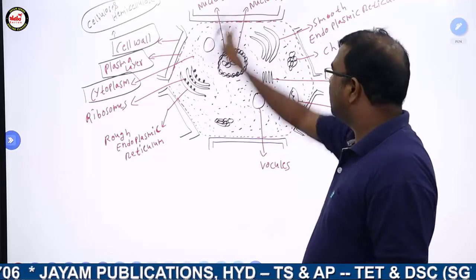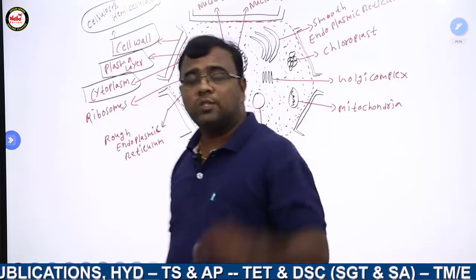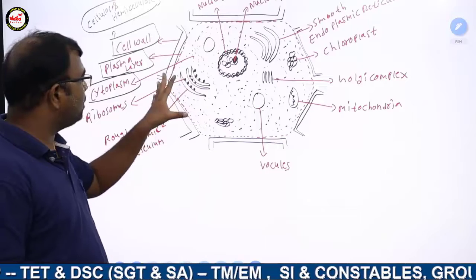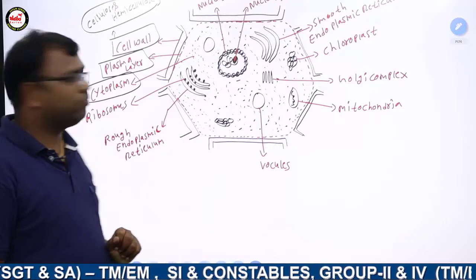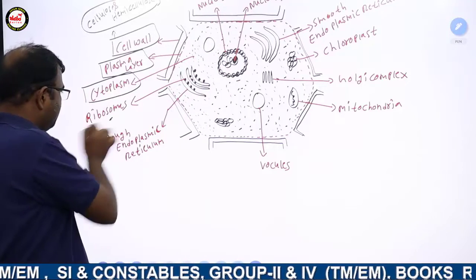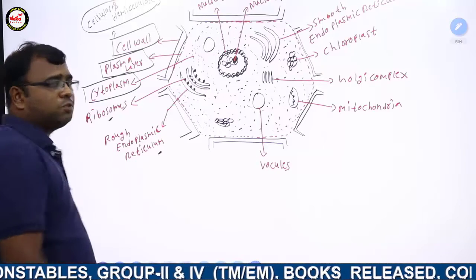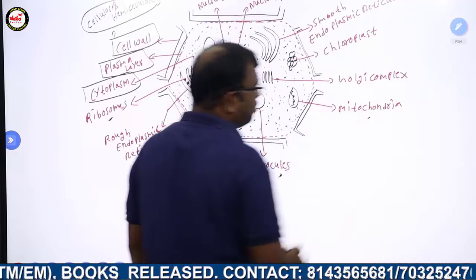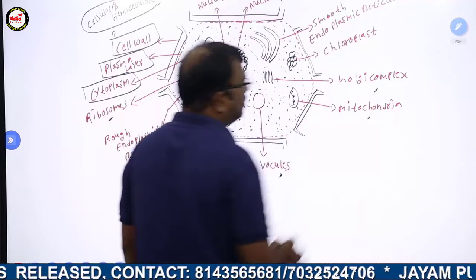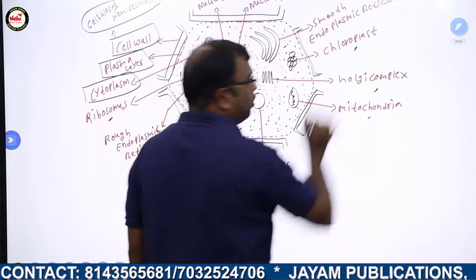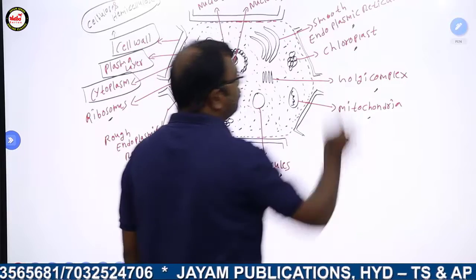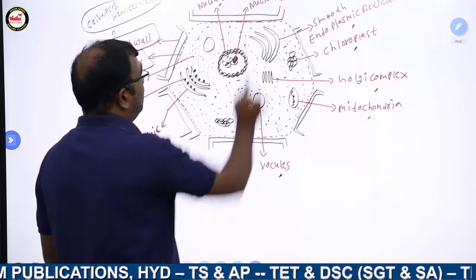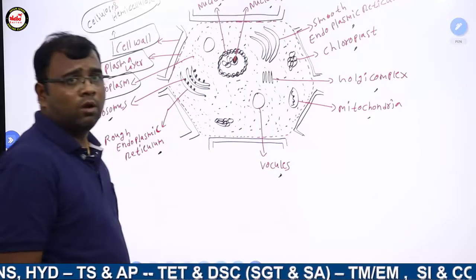In the cytoplasm, different parts are present. First one, ribosomes. Second one, endoplasmic reticulum. The next one, vacuoles. And next one, mitochondria. And next one, Golgi complex. And next one, chloroplast. And next one, smooth endoplasmic reticulum. And next one, nucleus. And next one, nucleolus.